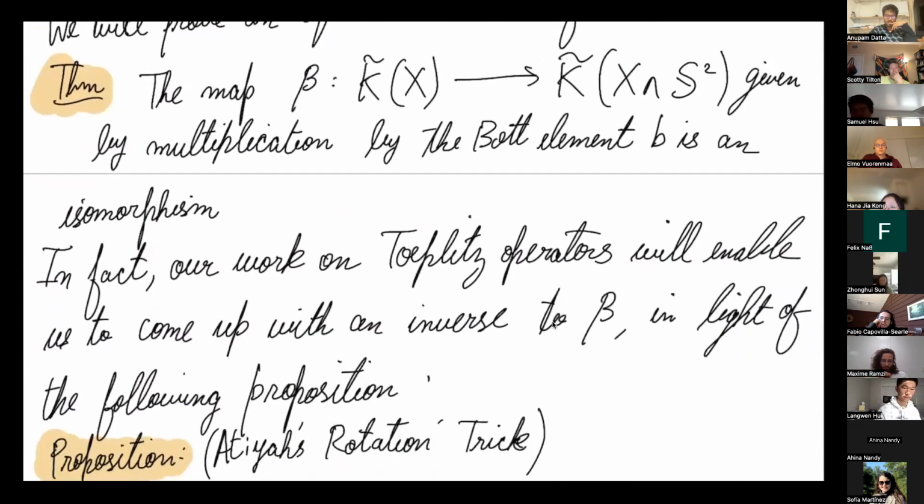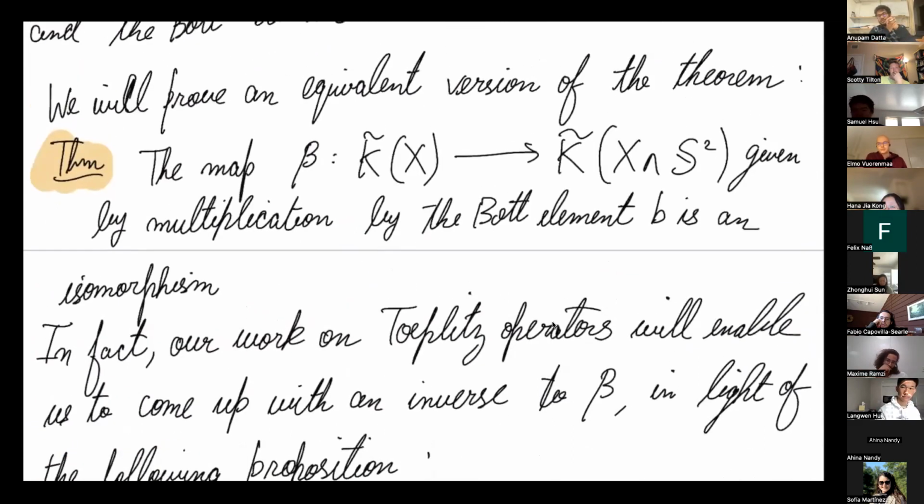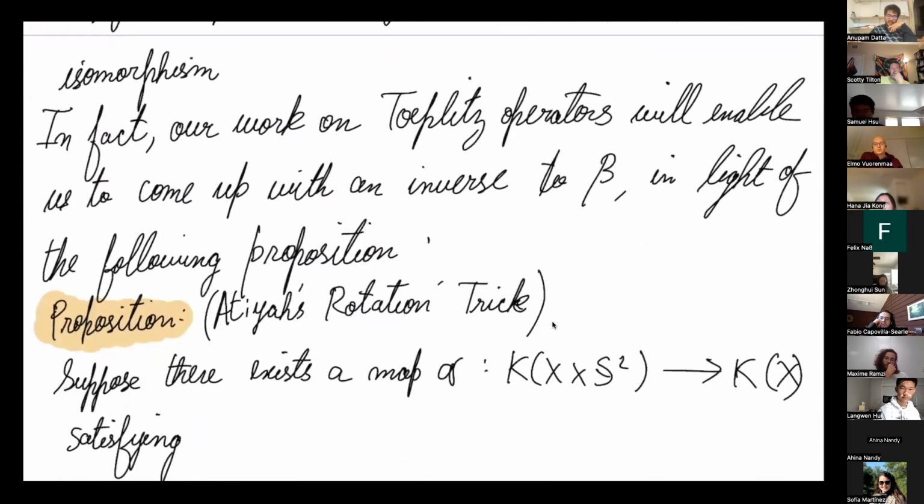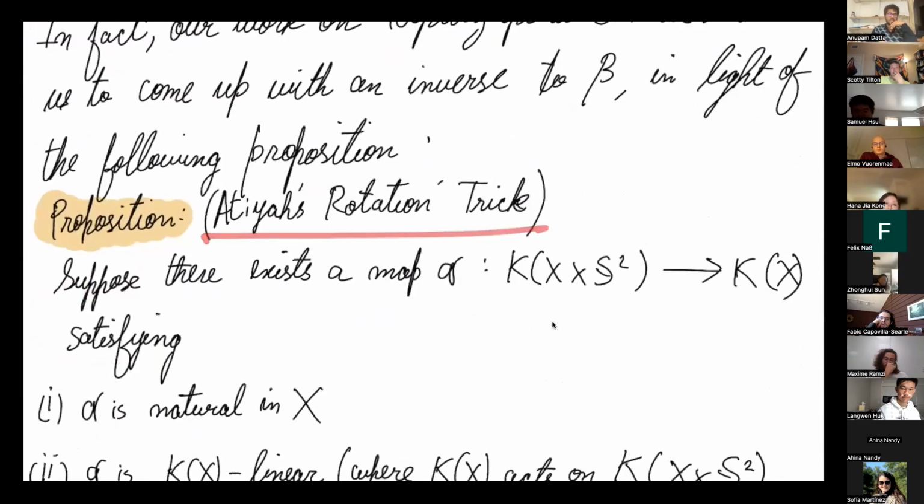Our motivation behind developing this theory of Toeplitz operators was that we want to come up with an inverse to this multiplication by the Bott element map, which again we will just verify, in light of Atiyah's rotation trick. He mentions it in almost all the papers he has written related to Bott periodicity, in particular in the paper I am discussing, and also in the one where he uses differential operators and elliptic operators, stuff like that, to do it.